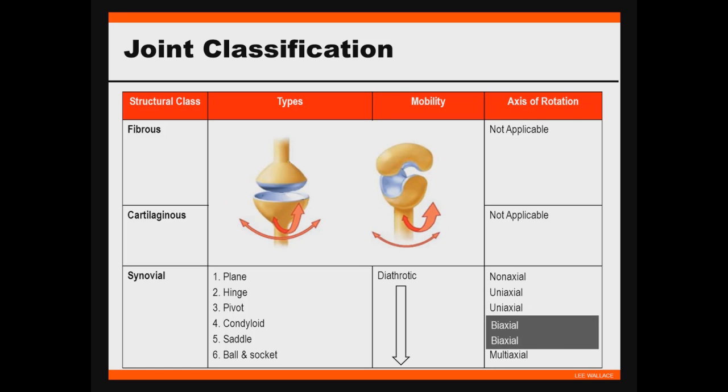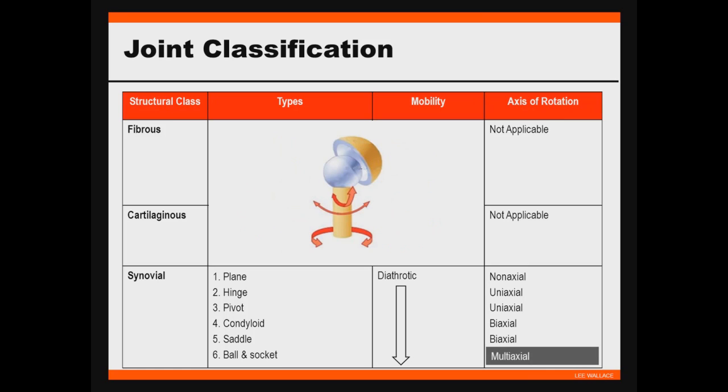Now the next type of axis of rotation is called a biaxial joint, which refers to rotating on two axes. And the example we've got above here is both a condyloid and a saddle joint. So in both of these examples, these joints are able to flex and extend. They're also able to abduct and adduct, or a combination of these movement terms, which is circumduction, but they're not able to rotate.